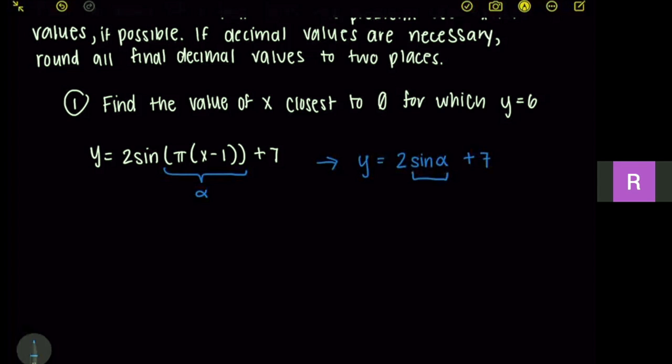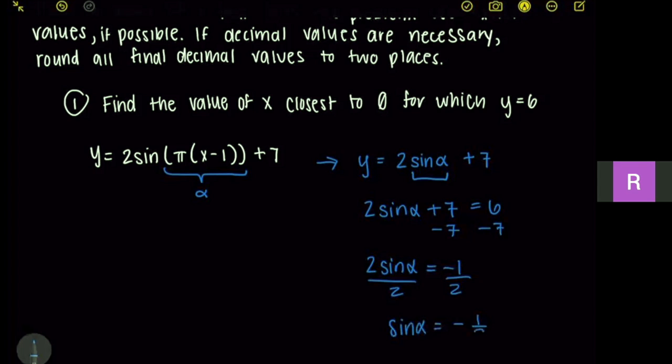So to do this, we're going to set this equation equal to 6 and solve for sine of alpha. First thing we're going to do is subtract 7. We're going to have 2 sine of alpha is equal to -1, and then we're going to divide by 2, and we're going to have that sine of alpha is equal to -1/2.